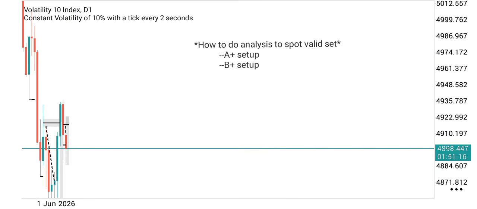So today, one of the things I feel the video should be doing: first of all, I want us to learn how to do our analysis to spot out our A plus setup and our B plus setup. I want you to understand, firstly, that our A plus setups are setups that have an origin, and a B plus setup is a setup that does not have an origin.